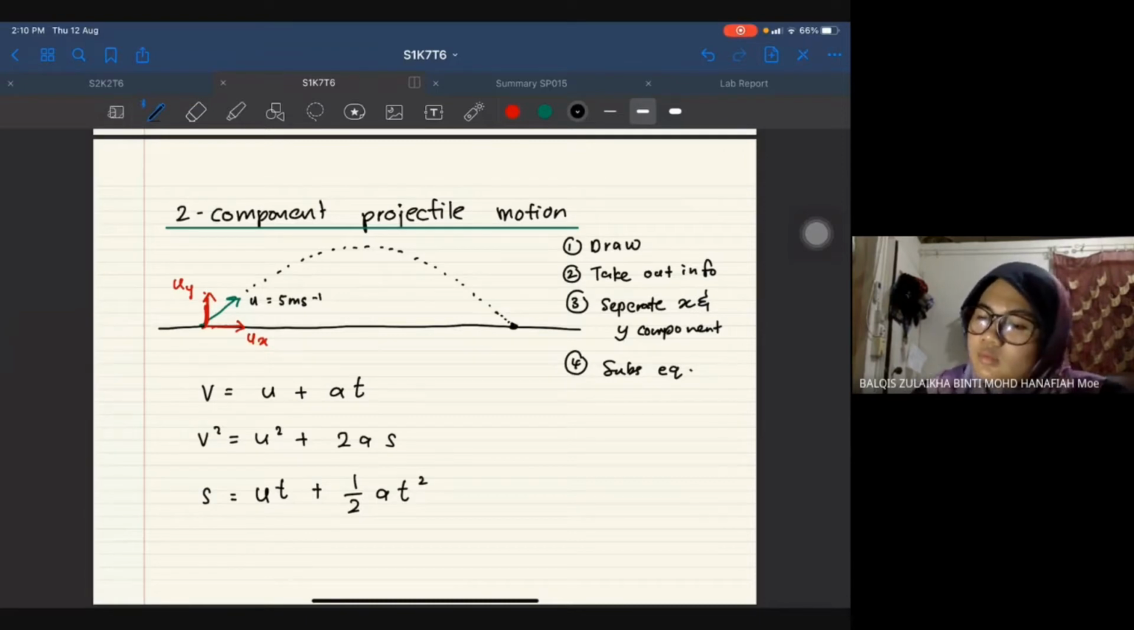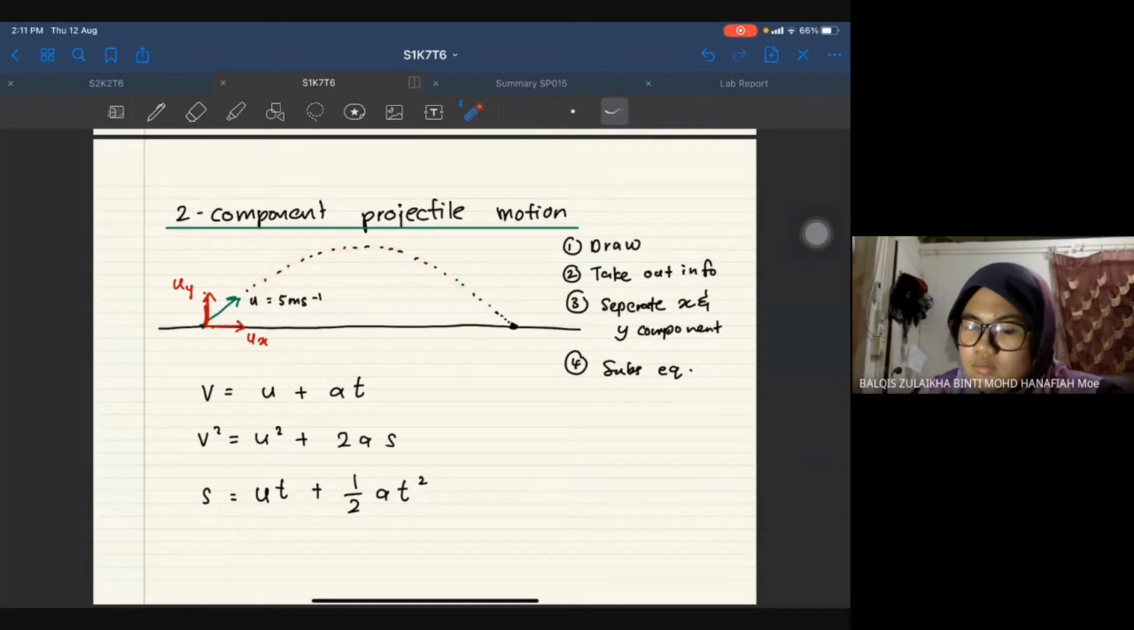So this equation you can separate into the x-axis equation for the x component and the y component equation. One of the key concepts that you need to understand, this Ux, this arrow, once it's being released, it will travel in this direction.